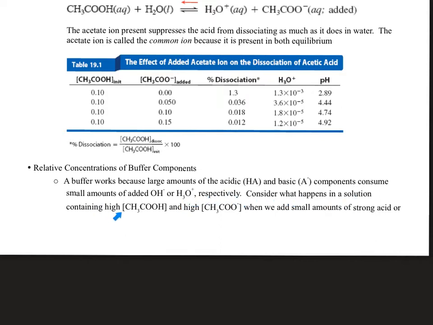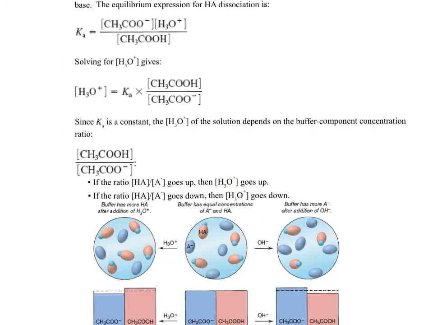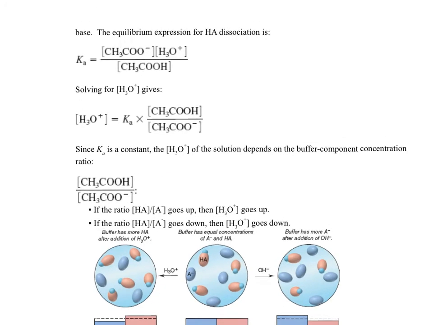Consider what happens in a solution containing high acetic acid and high acetate ions when we add small amounts of a strong acid or base. The equilibrium expression for HA looks like this, and solving for hydronium looks like this. Just rearranging to solve for the hydronium concentration. Since Ka is a constant, that doesn't really factor in. The hydronium of the solution depends on the buffer component concentration of the acid over the ion. Ka is just a constant, so in terms of what percentage is hydronium, it's really this ratio here.